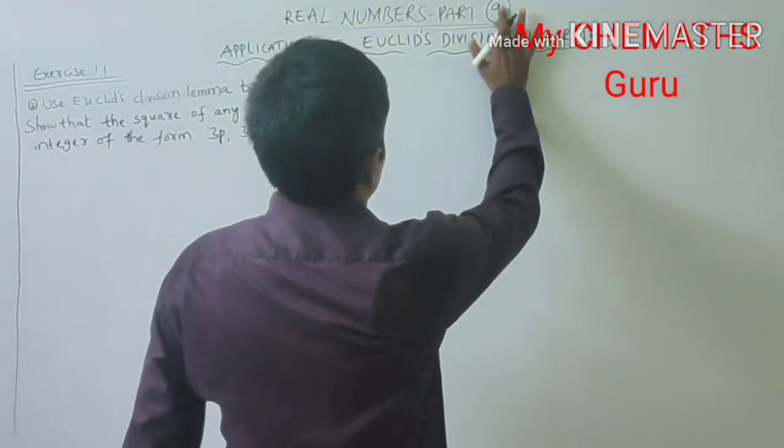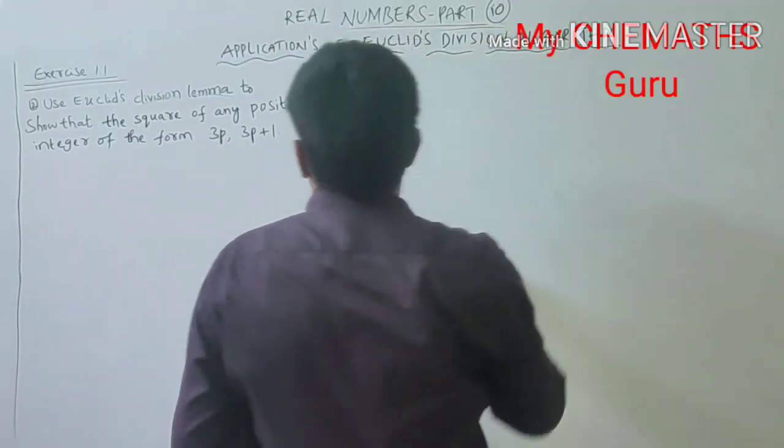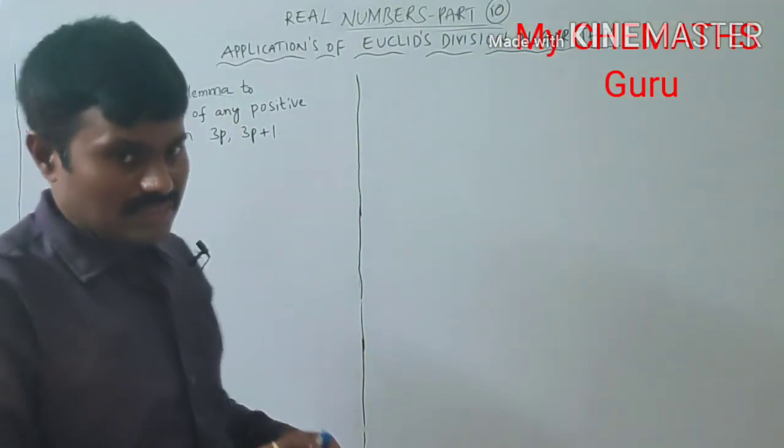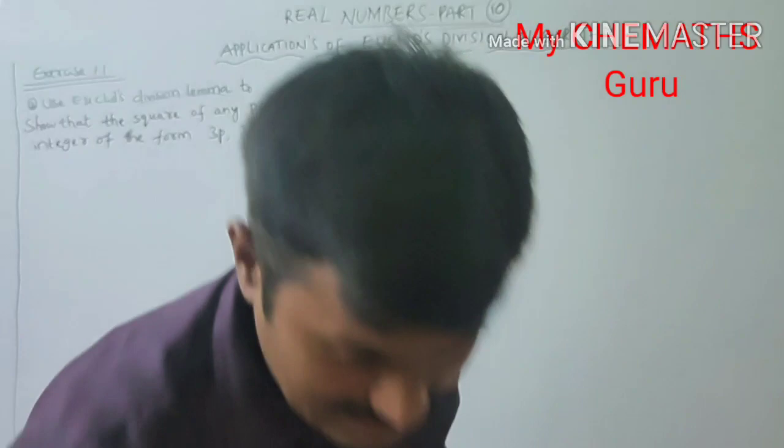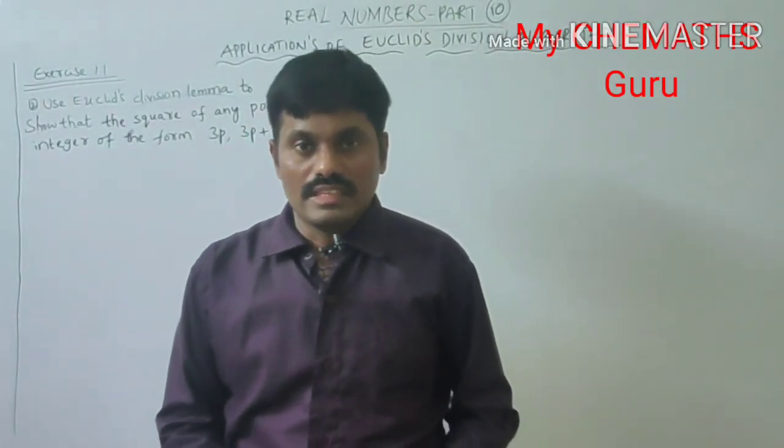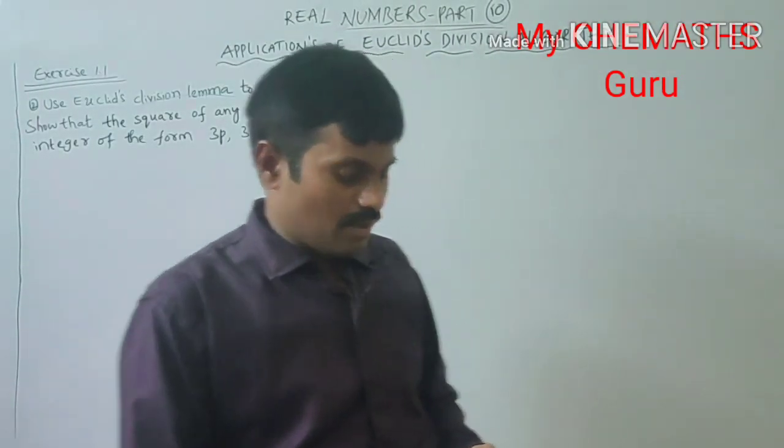Real Numbers, Part 10. Applications of Euclid's division algorithm in this exercise. Third problem. What is the problem?